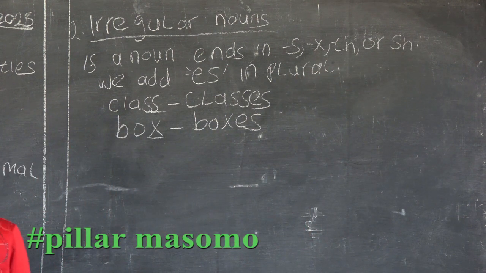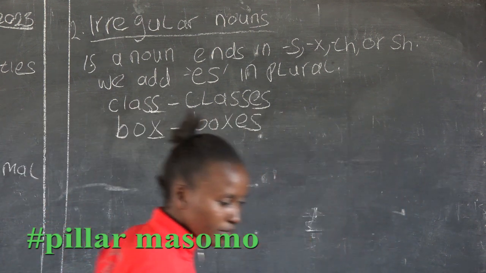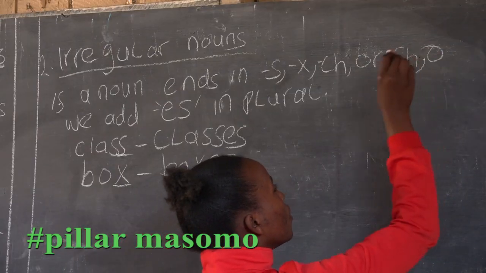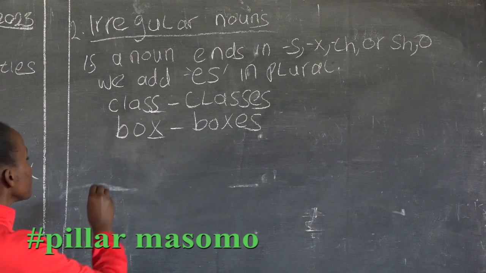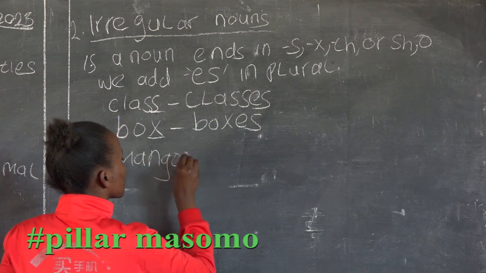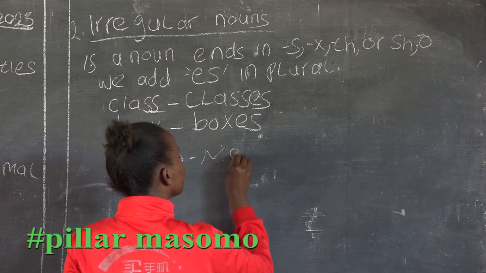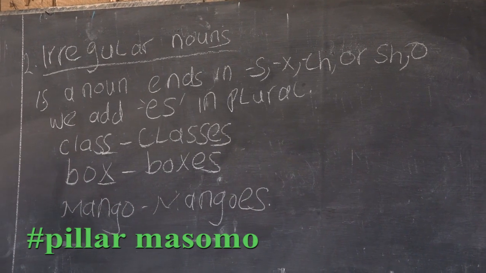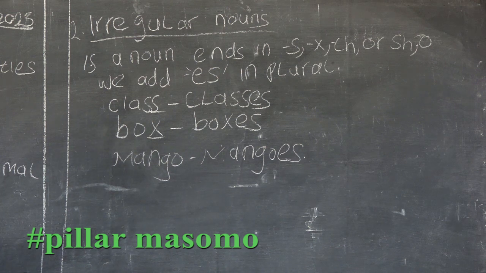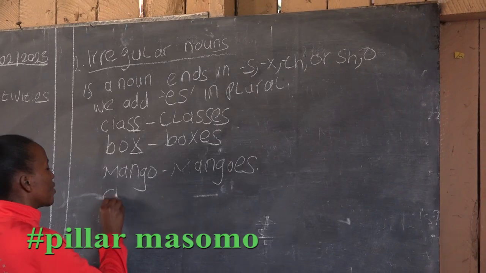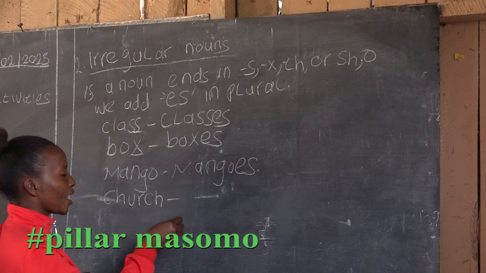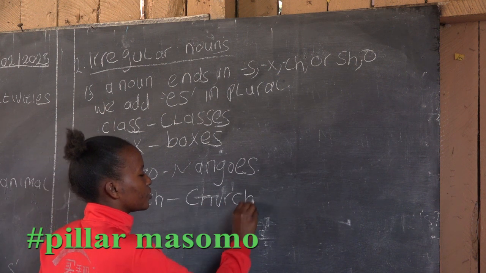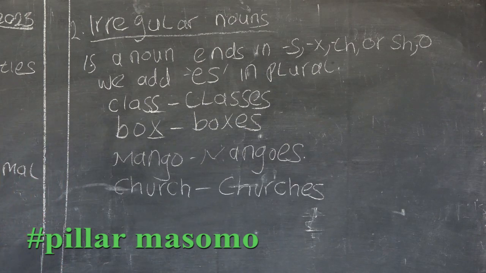Yes. Another example. Tiffany? Mango. That one ends with O. Do we have any exemption? That one ends with O. We have mango. Mango? Mango. We add E? Yes. At the end. Aha. Bahati? Charge. We have an example, church, then? Churches. Churches. Good. Another example, Ali?